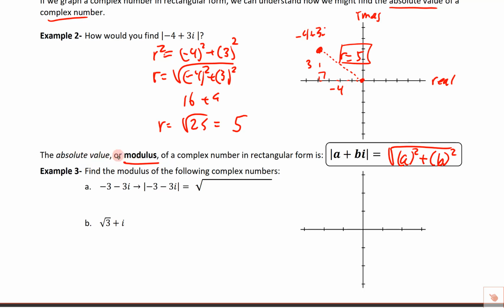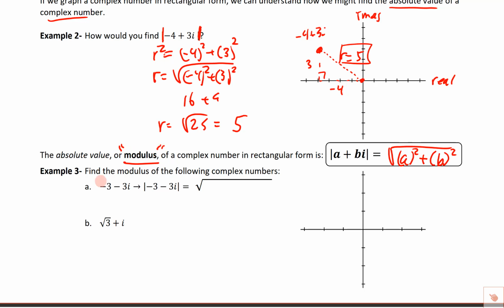We normally don't talk about this in terms of saying what's the absolute value of a complex number. I just did that example to show you where this might come from and why we use these symbols right here. So these big vertical bars do mean absolute value. They do mean distance from 0. But normally we're going to call this the modulus.